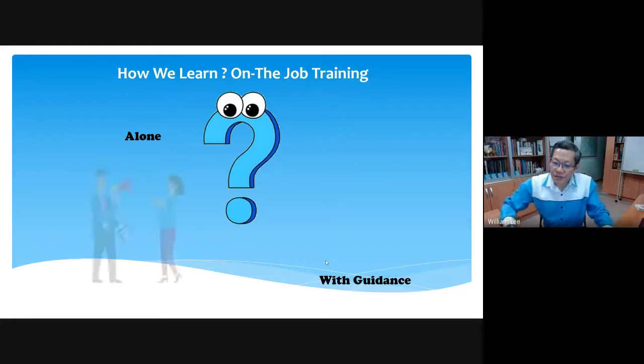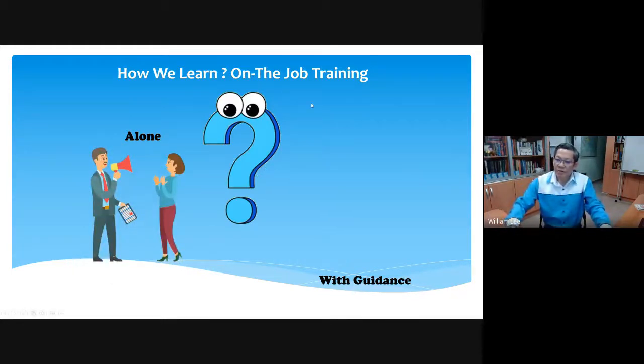Now, statistics show that what we learn from on-the-job training is either learned alone. That means you receive the order from your superior. They give you the order. There's no guideline here. You just get the order and then you have to work it out by yourself. So this is learning alone on the job. You're already in the job. This way of learning without a guideline is actually not so effective, because sometimes you may be too busy, so your learning is not focused.